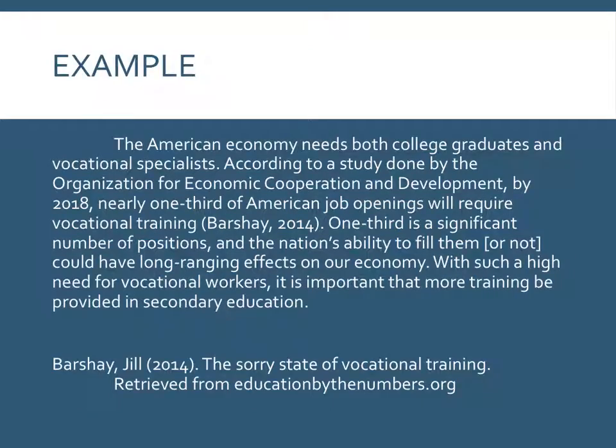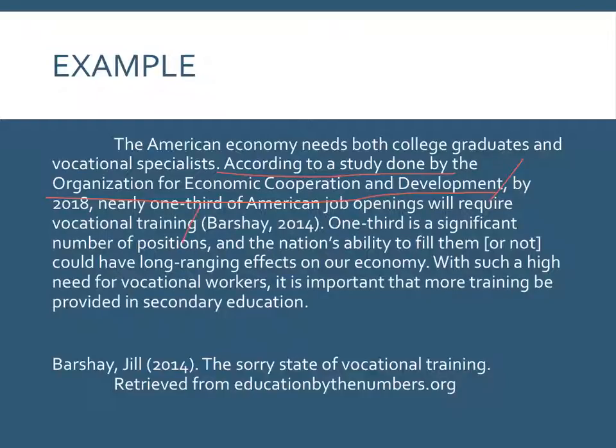Alright, so we'll take a look at an example here, and we've seen this paragraph before. I just want to show once again what that research will look like. So we have a topic sentence, which I should see in a research piece as well. The American economy needs both college graduates and vocational specialists. Now I'm going to go into my first bit of research, and I'm going to give some context for the research that I found. According to a study done by the Organization for Economic Cooperation and Development, so there's my context for my fact. And then I've got my actual fact. By 2018, nearly 1/3 of American job openings require vocational training.